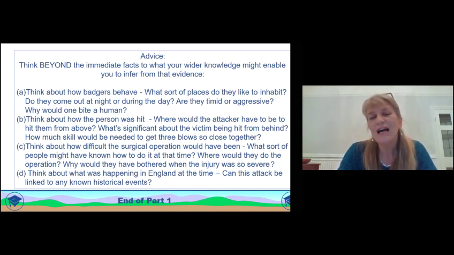And think about the challenge of the surgical operation. Who exactly could have even attempted that at that time? Where would they have done it? Why would they have bothered when the injury was so severe? And then think about what was happening in England at that time. Can the attack be linked to any known historical events? So I hope you enjoy trying to puzzle that out and then trying to work out who you think might have been guilty. Part 2, I'll go through the evidence so you can see how it compares with yours.